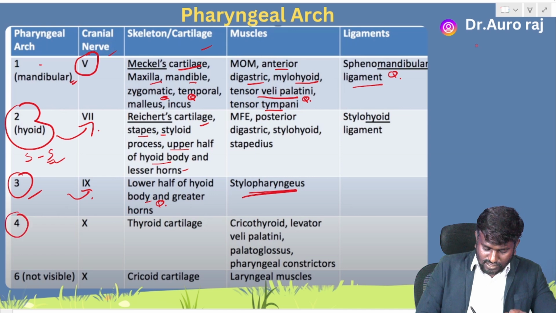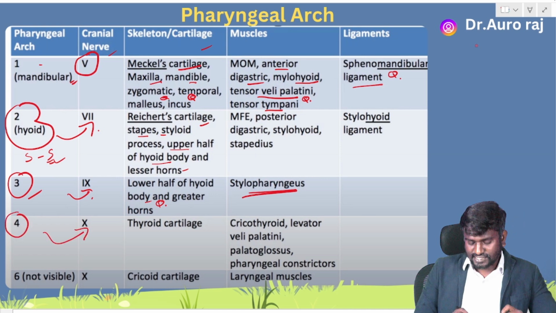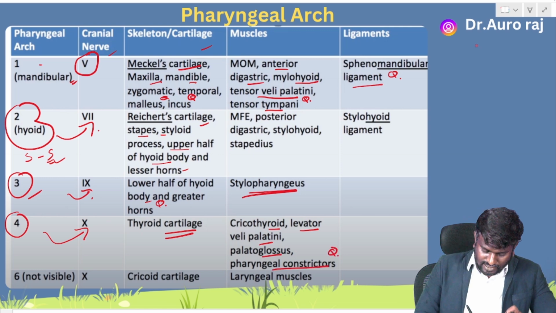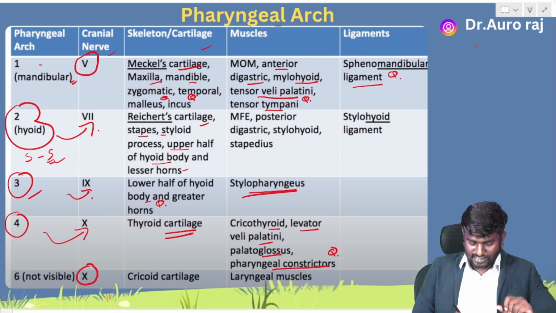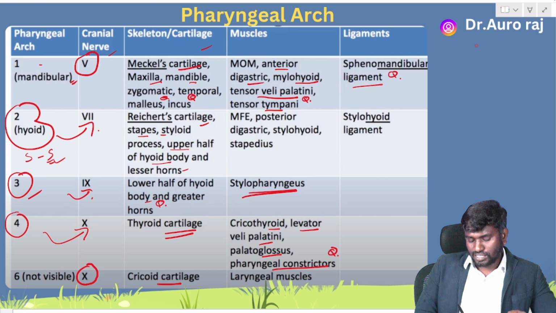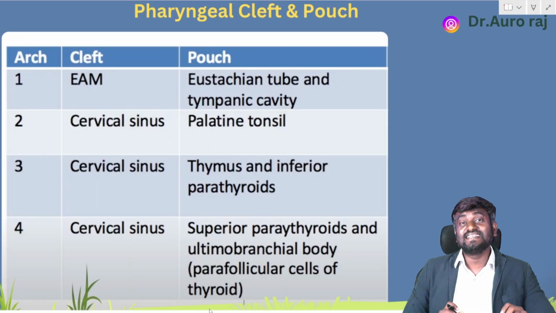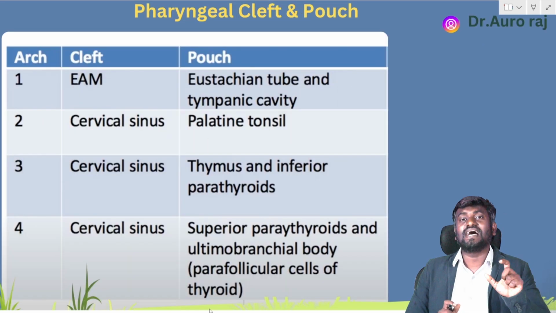The fourth arch is supplied by the 10th nerve, vagus nerve. It gives rise to thyroid cartilage. Muscles are going to be the cricothyroid, levator veli palatini, palatoglossus and the pharyngeal constrictor muscles. Sixth arch, again it is deeply located, so may not be visible. It is supplied by the vagus nerve, 10th nerve, and gives rise to cricoid cartilage. Muscles are going to be the laryngeal muscles. This one, if you can remember, let's discuss the pharyngeal cleft and pouch.